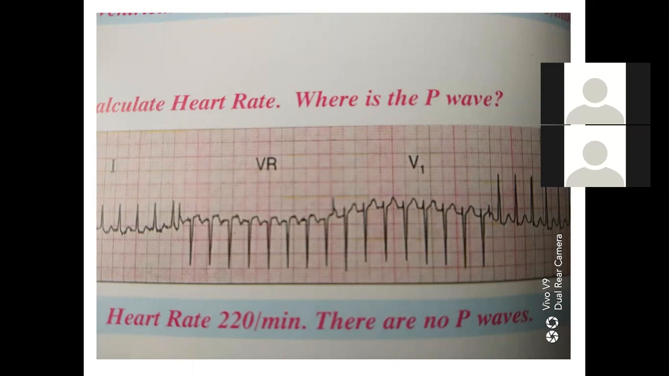So what is this condition? Should it be treated or ignored? Treated in the ICU. It's very regular, but the rate is more than 200. Can anyone diagnose? Is it atrial activity or ventricular activity? Ventricular. So what is ventricular activity going at 220 or 214 called? Ventricular tachycardia.